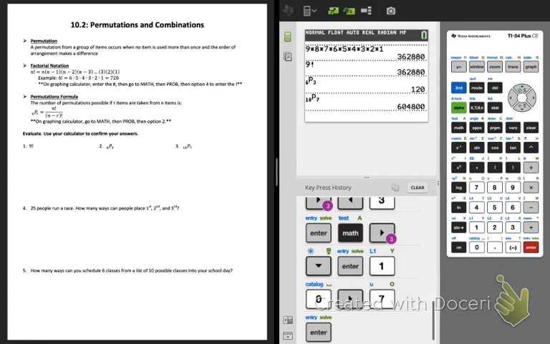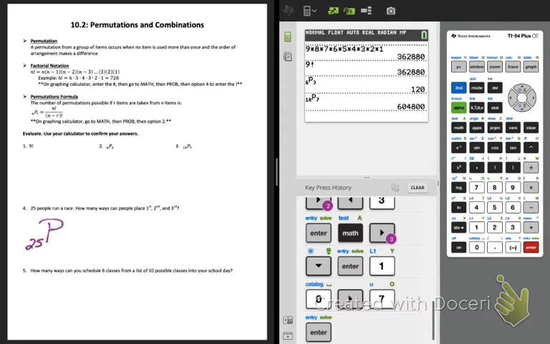So this is a classic example of a permutation problem. The first thing you want to figure out is, well, how would you write this? So the way that you would write this, so again, you know it's a permutation because, again, order matters in this problem.